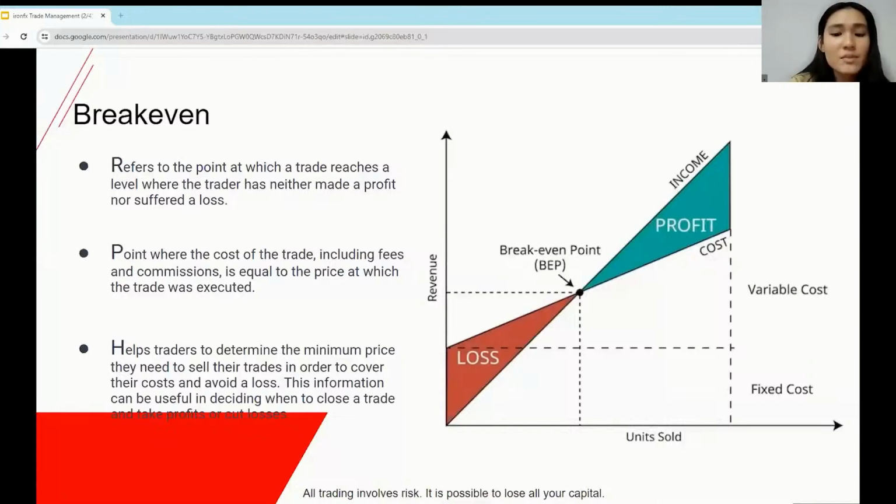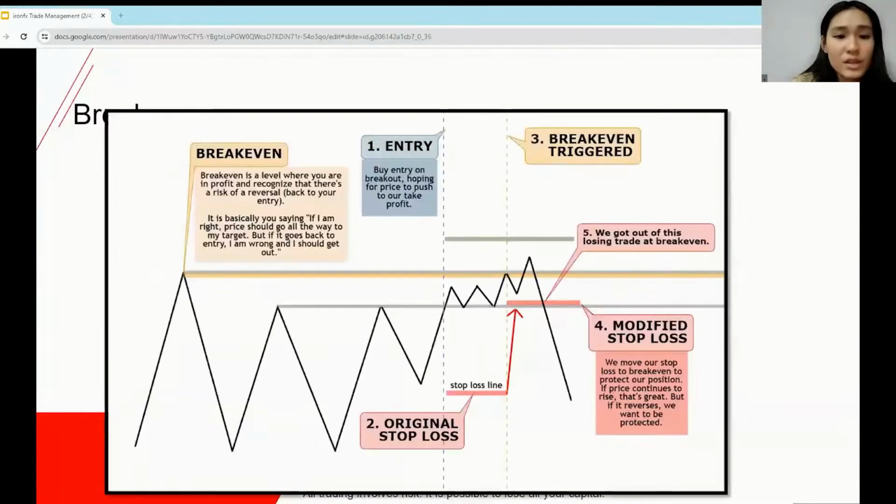So break even is basically a concept in trading because it helps traders to determine the minimum price that they need to sell their trades in order to cover their costs as well as avoid a loss. Okay, so it can be helpful when determining when to close a trade and take the profits or cut losses altogether. Okay, so this is how it works.